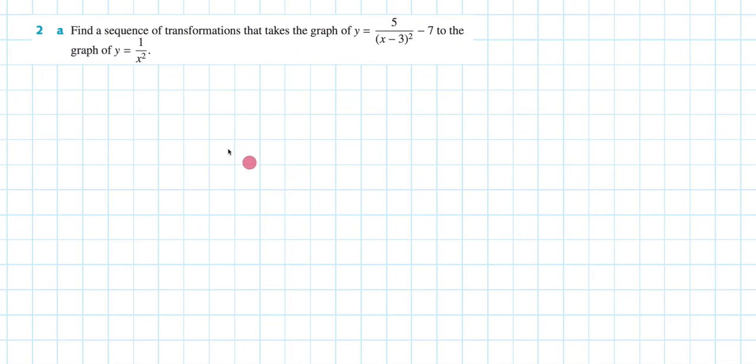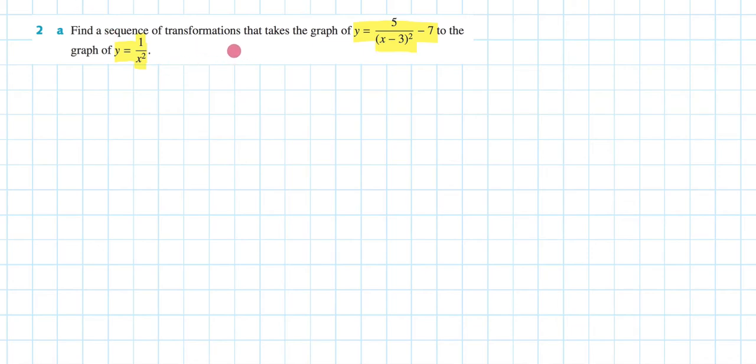We are doing exercise 7D, and in this video I will be answering question 2a, which says find a sequence of transformations that takes the graph of y equals 5 over (x minus 3) squared minus 7 to the graph of y equals 1 over x squared.